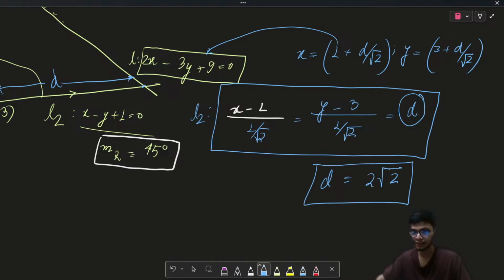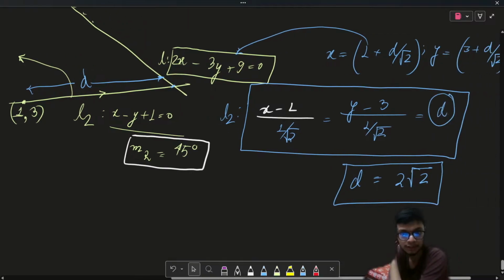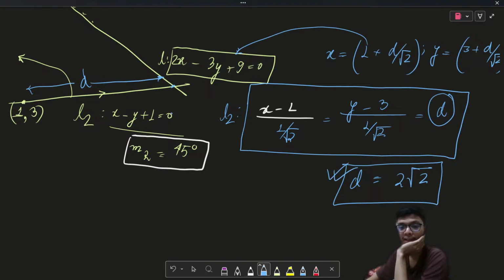So this will give you the distance of this particular fixed point (1, 3) from the point which is meeting the line L along the line L2. So this particular distance is going to be the final answer.